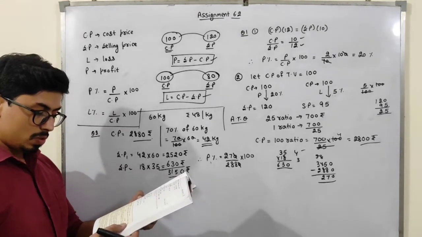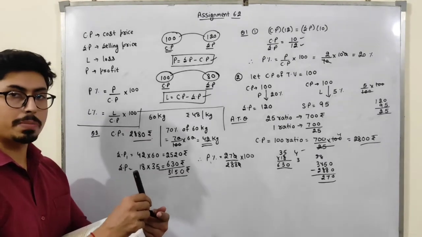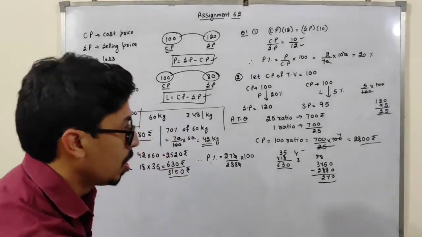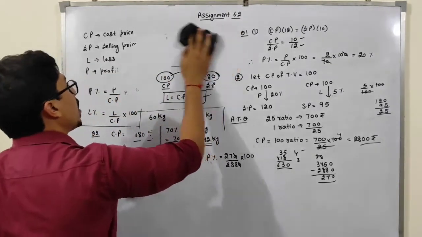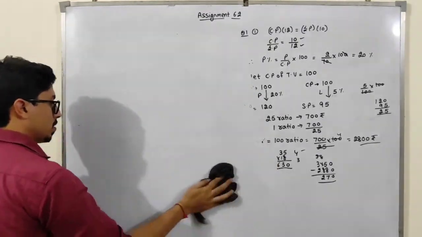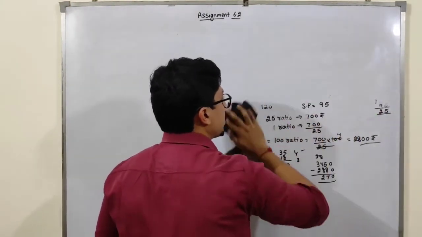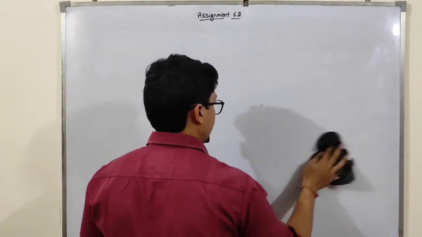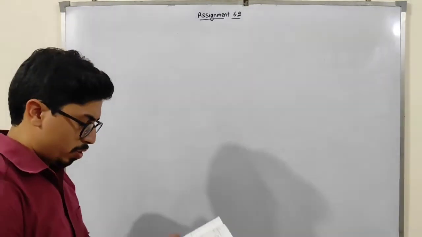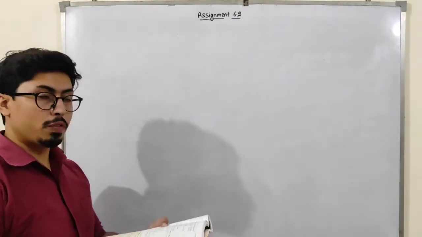Question number 3 is also the same, students. So just do question number 3 yourself. I'm going to discuss the next question, that is question number 4. So all of you just see question number 4 now. A dealer bought it. Question number 4, students.